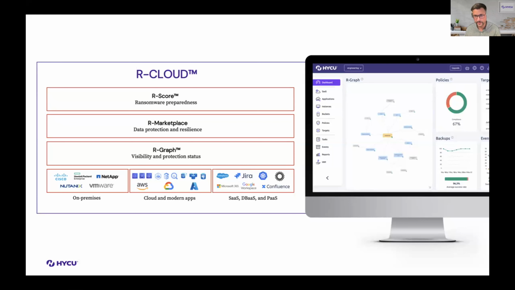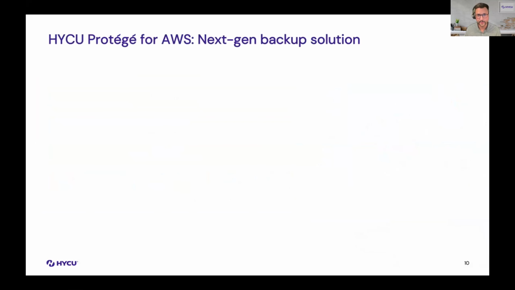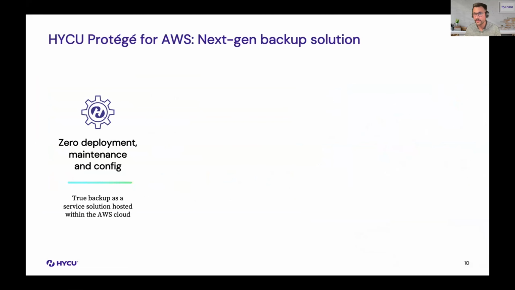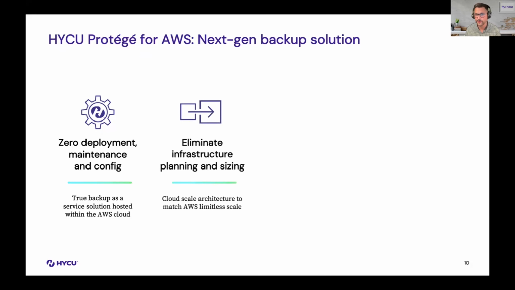But let's focus specifically on AWS today. One of the things that I love about anything that we do within cloud infrastructure is that we make sure to never leverage agents. We want to work natively with the platform, with the infrastructure. That's why with HYCU, there is no deployment, there is no maintenance or configuration. This is a true SaaS.